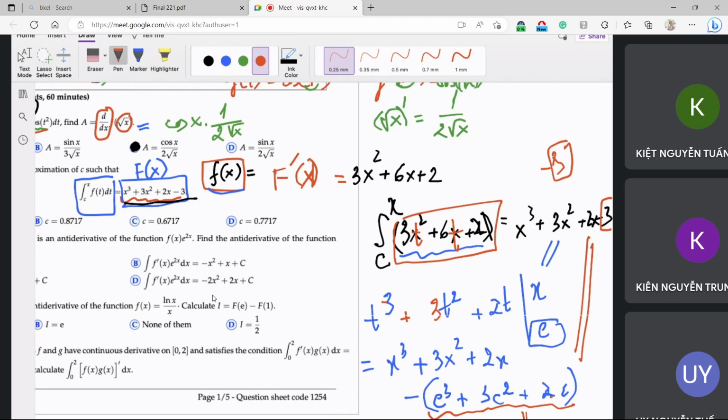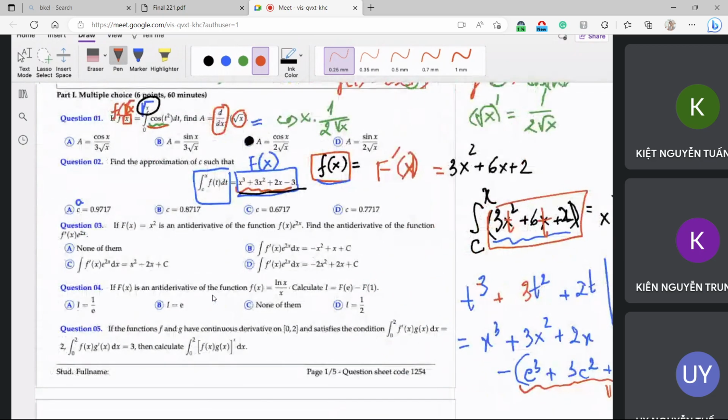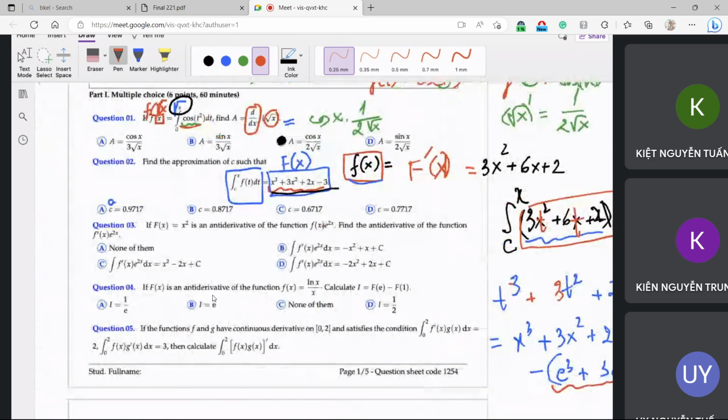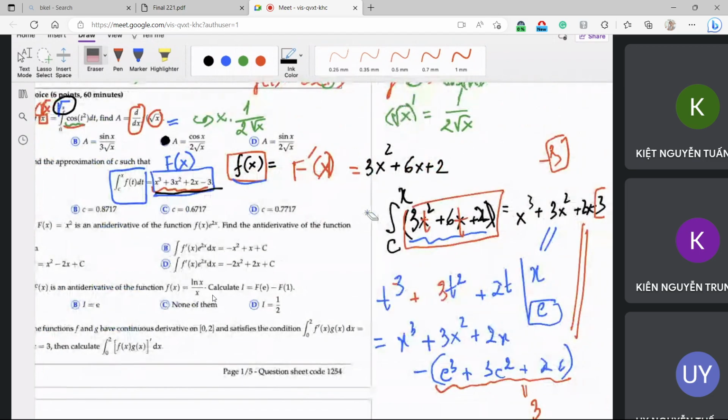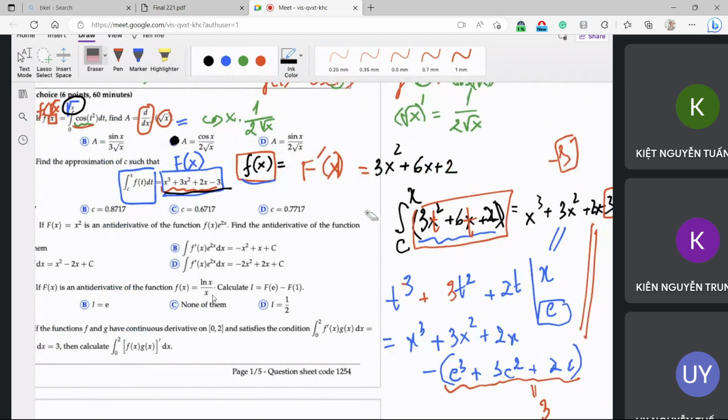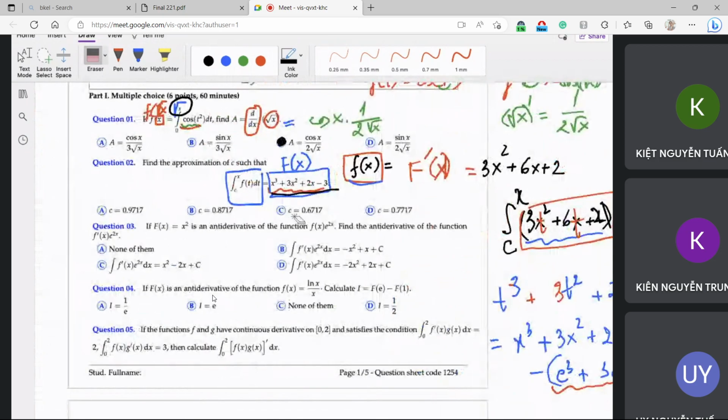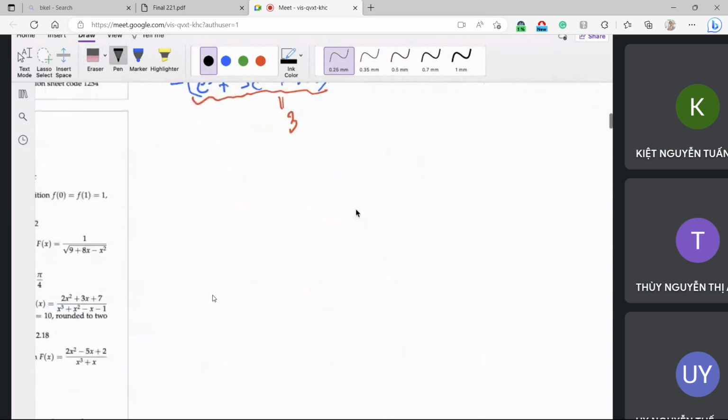So what is C? What is your answer? A, B, C, D here. C. Is it C? Okay, so please take note.